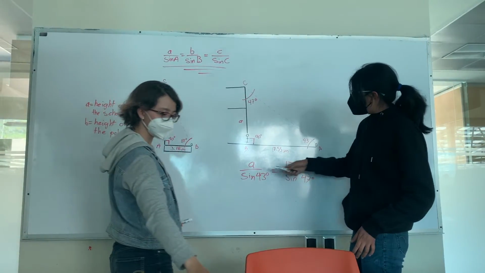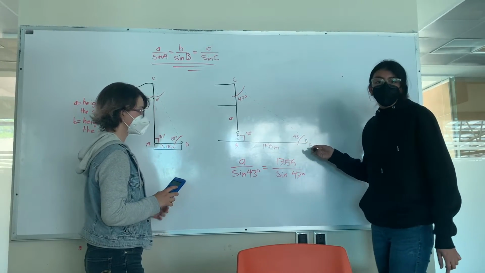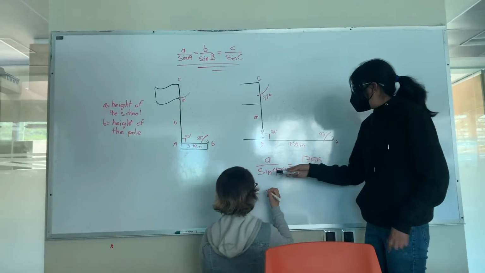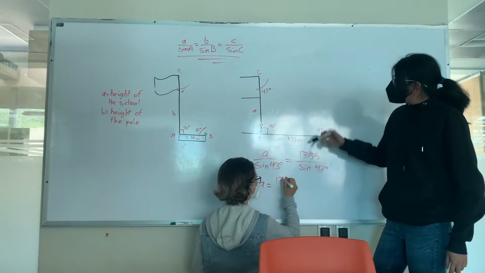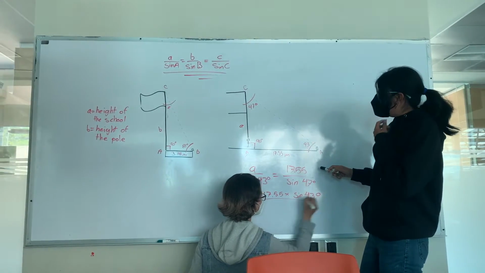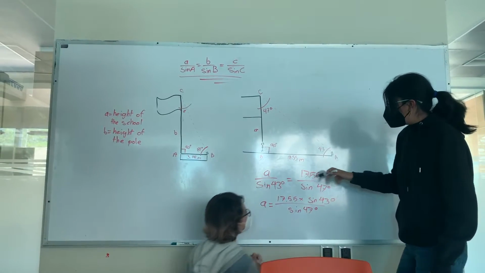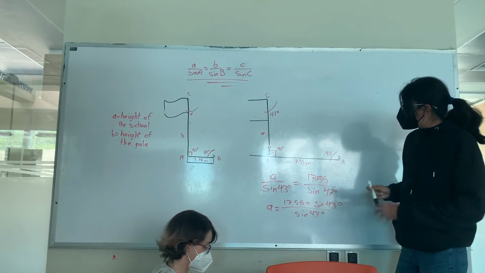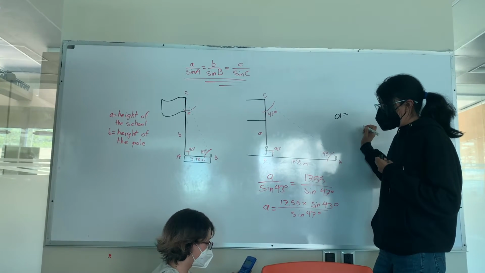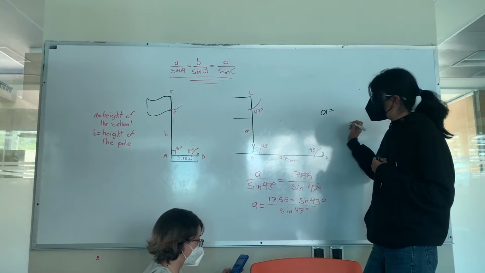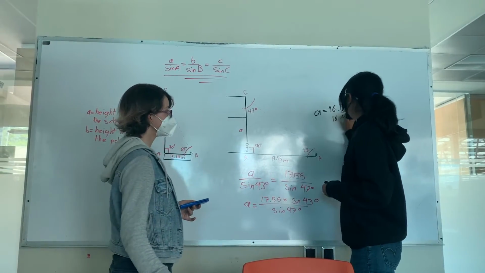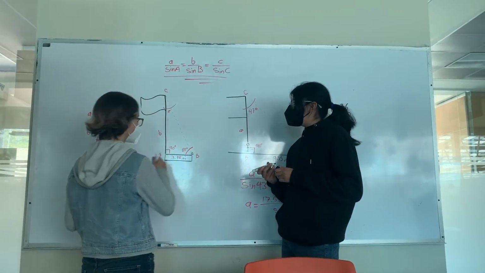We apply it here. We have the value of the angle of A. So we put A, that is the value we don't know, over sin of 43 equals the value of C, that is 17.55, over sin of 47, that is the value of the angle C. So now we do the calculation, and the answer is A equals 16.36, 16.4 approximately. And now you're going to explain the other.